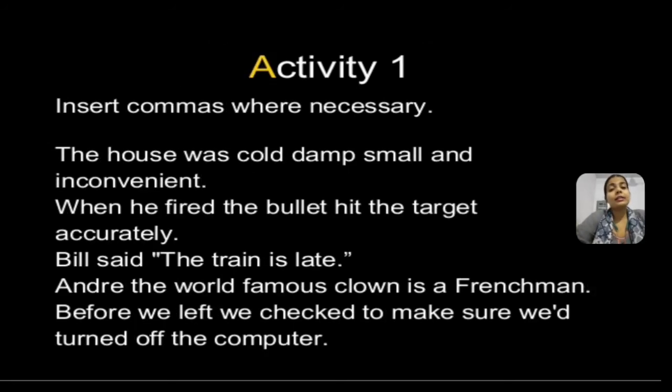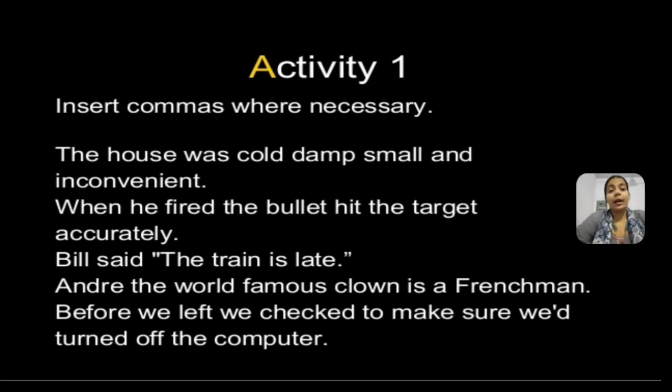Now let's practice an activity to learn the uses of commas. Here you have to insert commas wherever necessary. The house was cold damp small and inconvenient. When he fired the bullet hit the target accurately. Bill said the train is late. Andre the famous clown is a Frenchman. Before we left we checked to make sure we had turned off the computer.